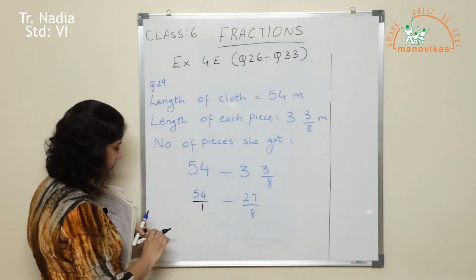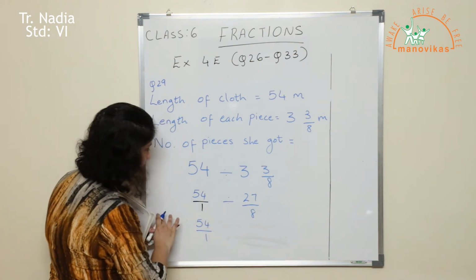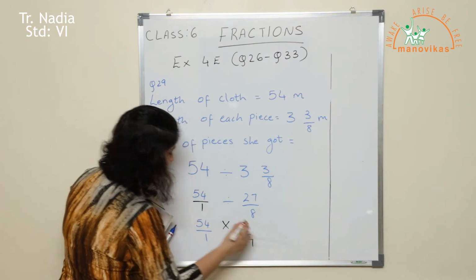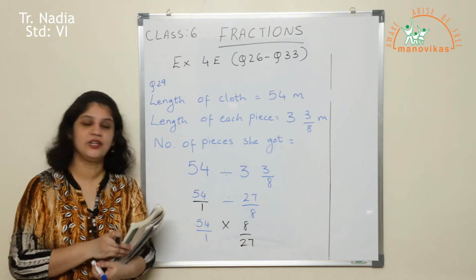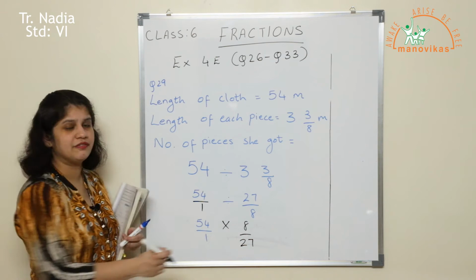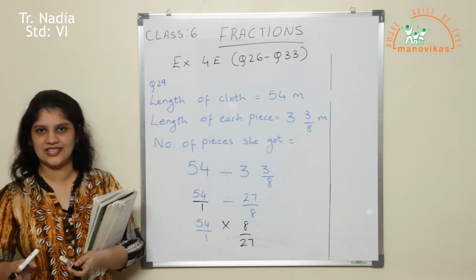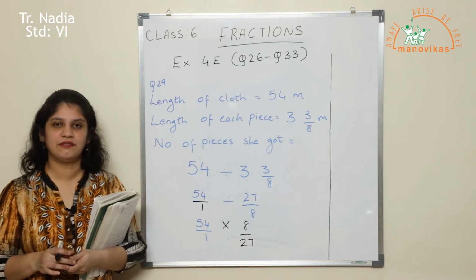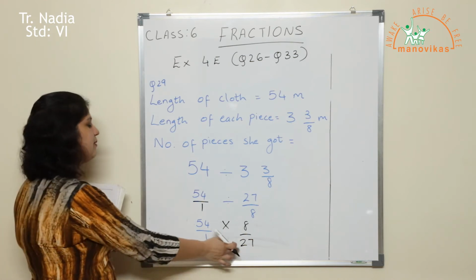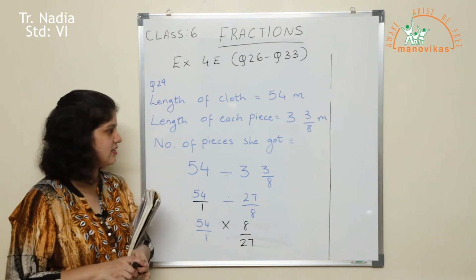Next step, I hope you'll remember what is to be done. Division becomes multiply and the second fraction take the reciprocal. Then try to reduce what you can reduce. I'm giving you all a hint. 27 and 54. Do you all know in which table it comes? If you all know your tables well, it will be very easy to guess. Yes, 27 and 54, you can make use of the 9 times table. So use the 9 times table, reduce this and get your final answer. That is the number of pieces she got.